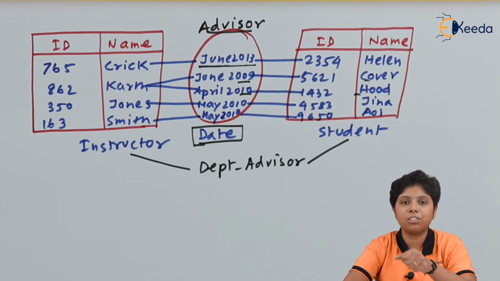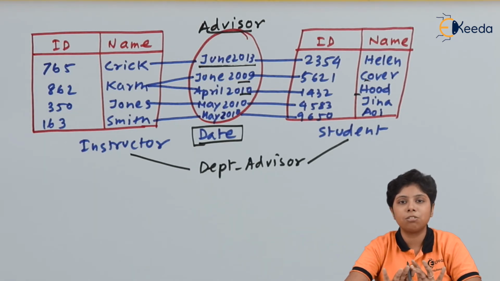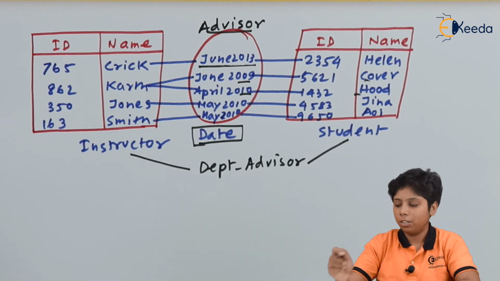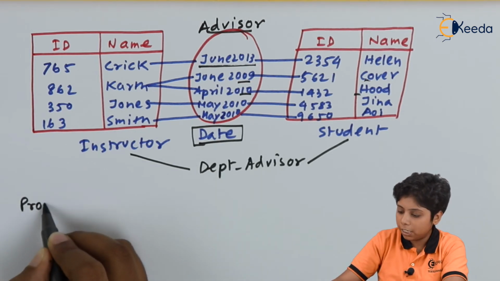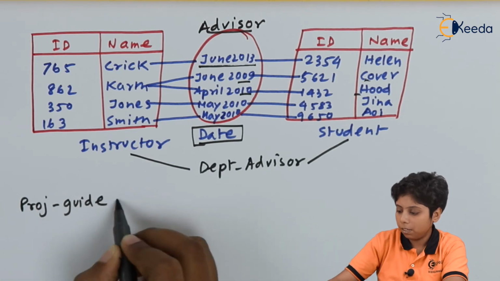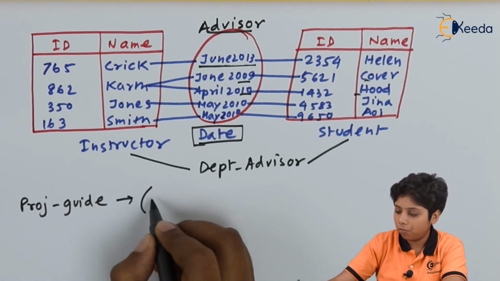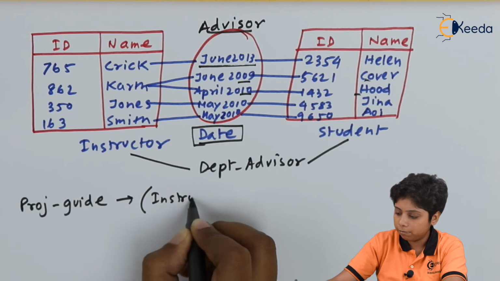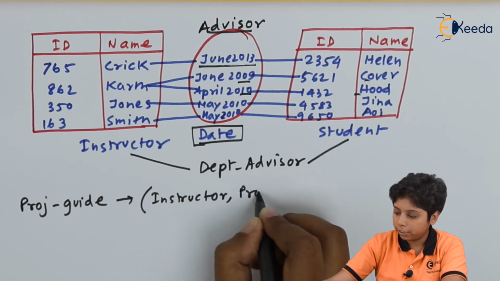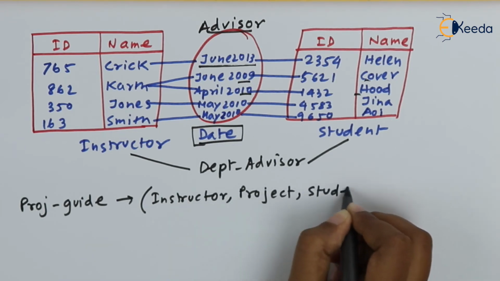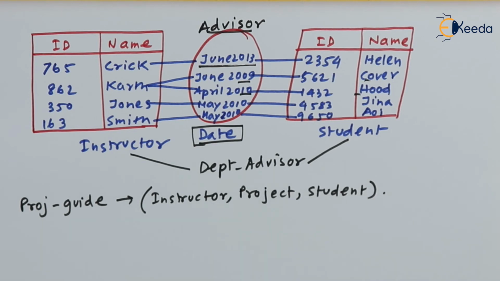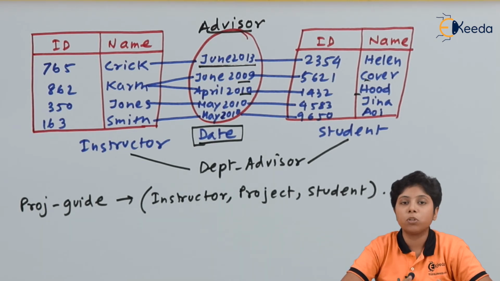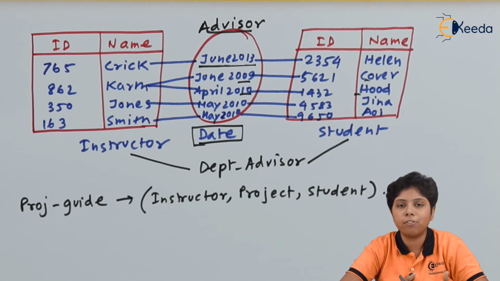So now the project guide relationship lies on the entities student, instructor and project. The project guide will consider a set of the instructor, the project and the student as part of it. So this forms a relationship of more than two entities, such as a ternary or a quaternary relationship.